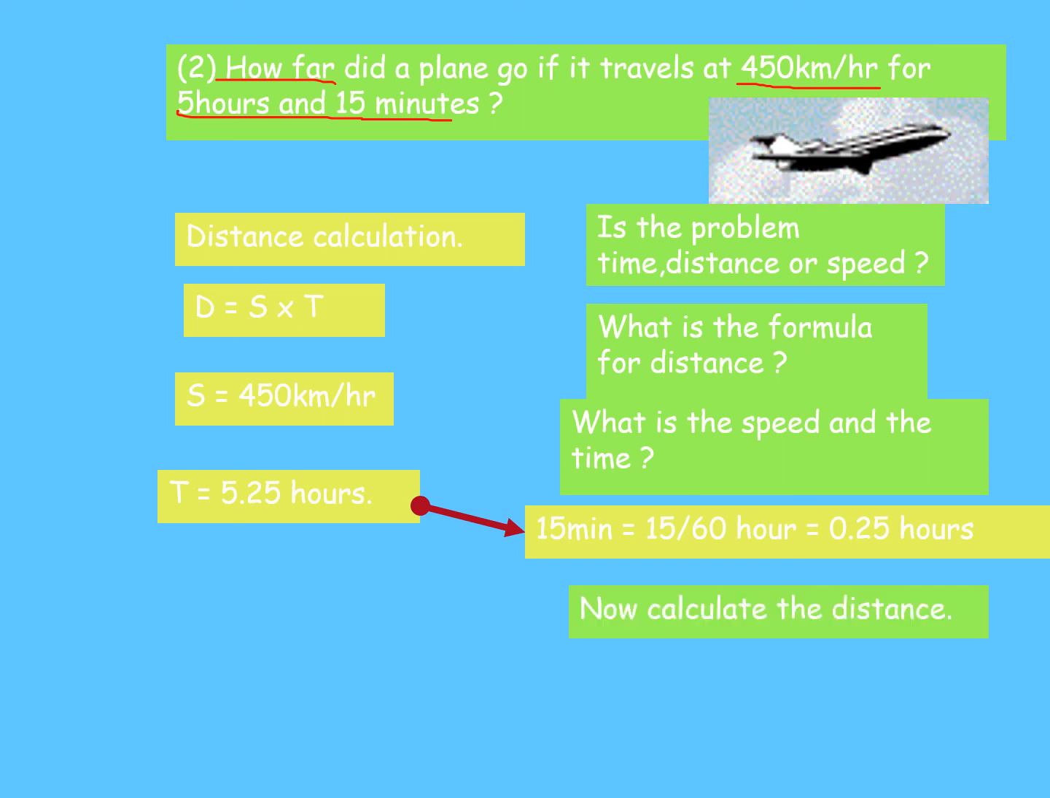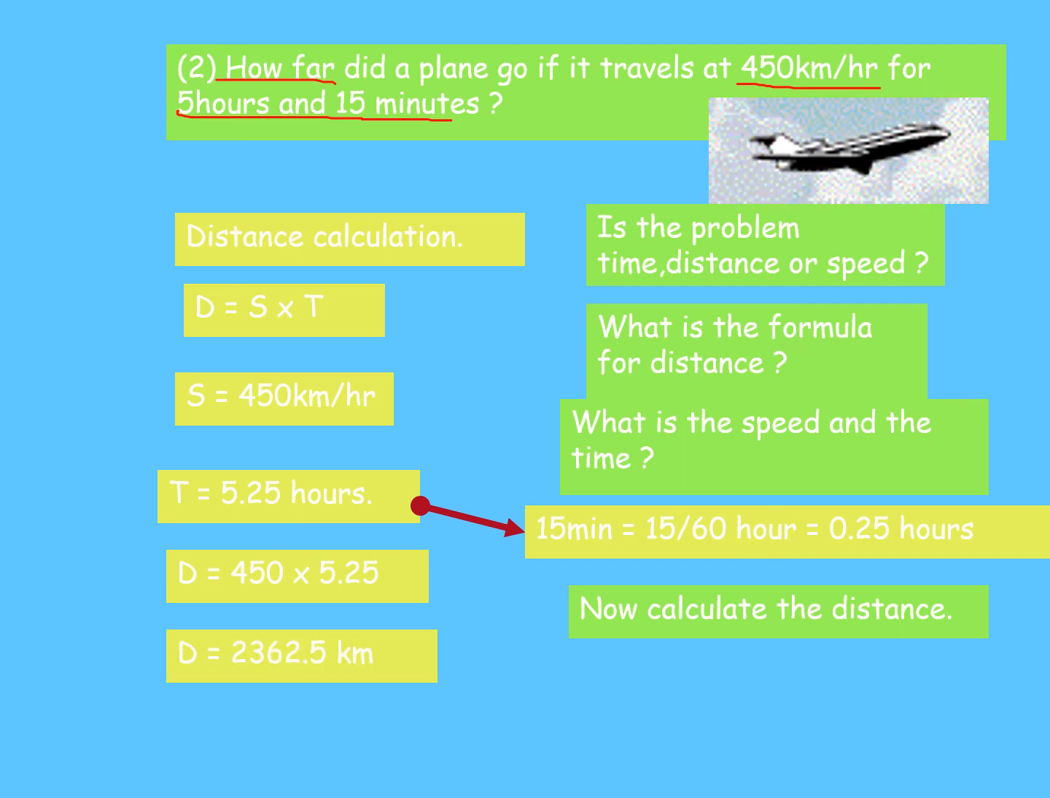Now, calculate the distance. So if we are going to calculate the distance, we are going to supply our formula, that is 450 times 5.25, and the final answer is 2,362.5 kilometers. Okay.